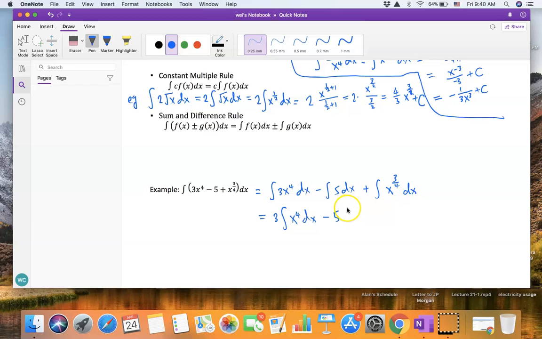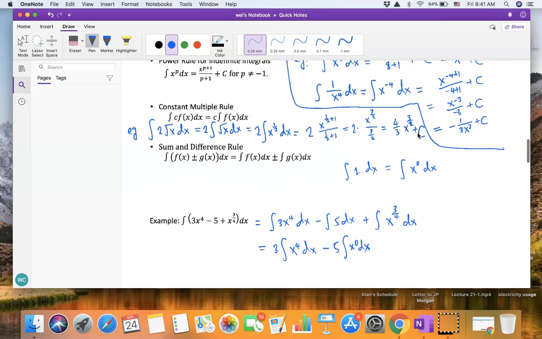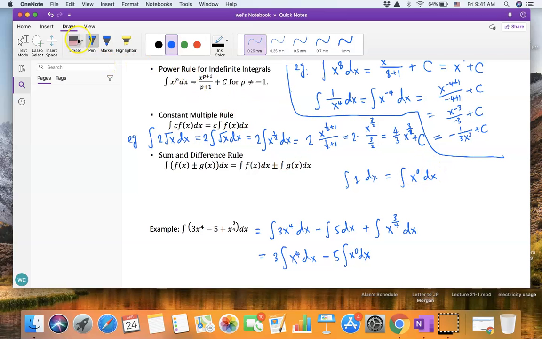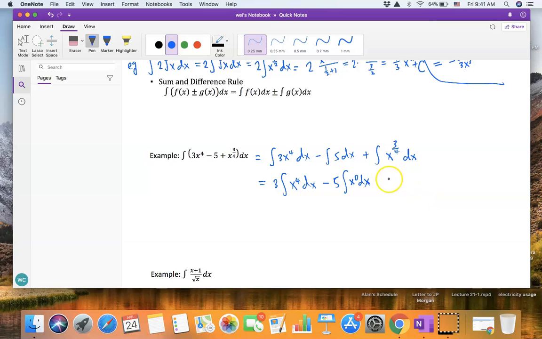Now, some students wonder, after we move the 5 outside of the integral, what do we have inside? Now inside we should have 1, right? And 1 we can write as x to the power of 0. Now this is a very common trick we use. So when we have the integral of 1 dx, we write this as the integral of x to the power of 0 dx. So the p in the power rule is 0 in this case. Okay, just remember this. And for the third one, since there's no constant, we leave it.